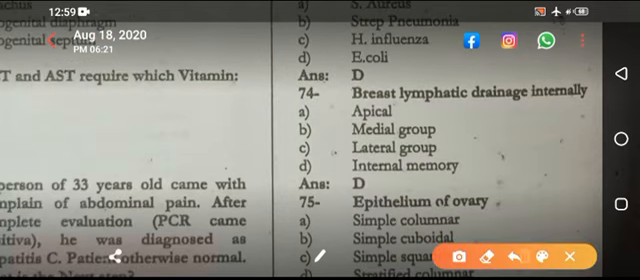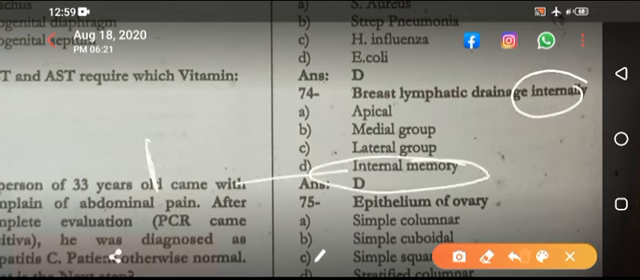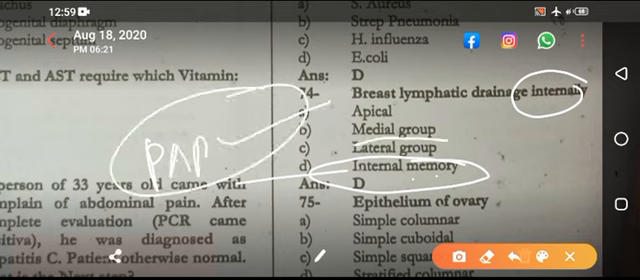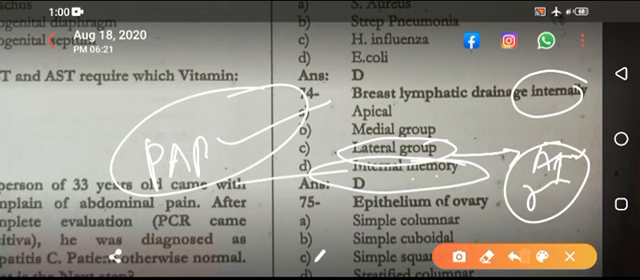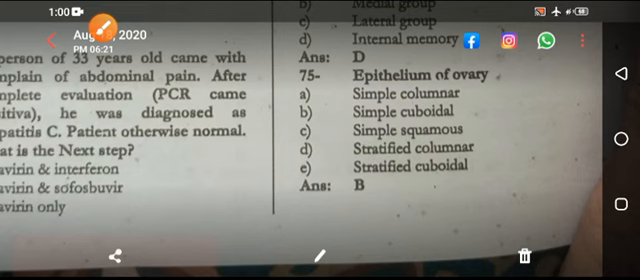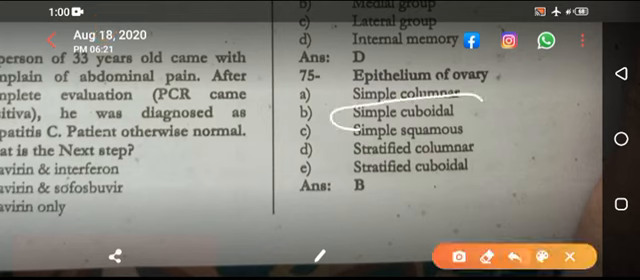Breast lymphatic drainage internally, it drains into the internal mammary artery. It is also called internal mammary lymph nodes. It is also called parasternal lymph nodes. From the lateral group, it goes into the apical group of lymph nodes. Epithelium of the ovary is the simple cuboidal.